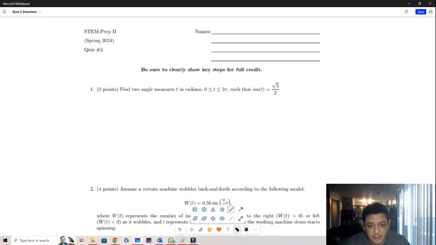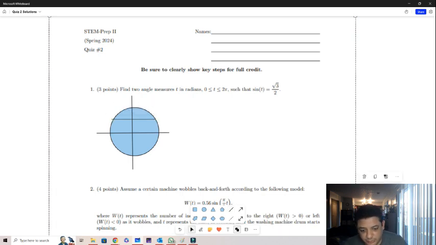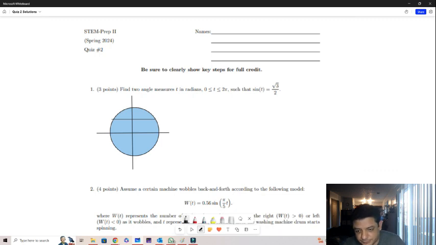Of course there are multiple ways of doing this, but we are going to take the unit circle, and we're going to look for a particular value of y. Since sine of t is y in the unit circle, we're going for a line of height square root of 3 over 2. So this is the square root of 3 over 2 in height. That's going to give me two different angles.